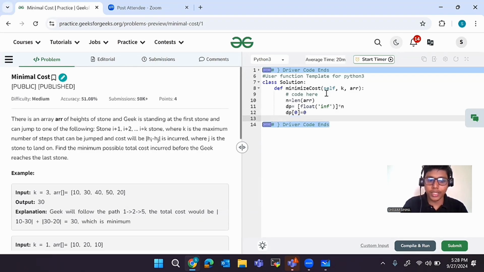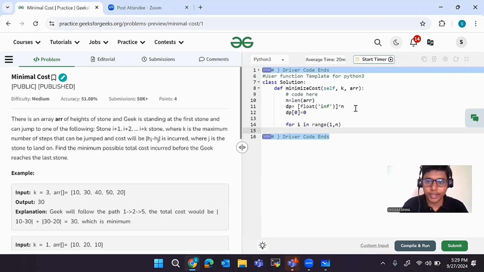And what about the rest of the elements of our array that we are going to fill, right? So in range, we are going to traverse from 1 to n, not from 0 to n, because for 0 we have already filled it, right? So for i in range 1 to n, now for, my bad, yes, so for j in range 1 to k minus 1.